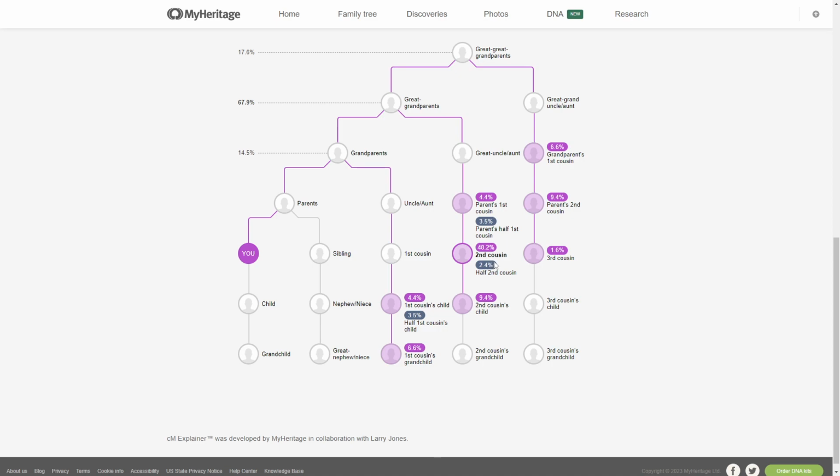Now, they've even gone a step further, and I want to talk about this presentation. They've really, really taken time to make this the best tool and to make it easy for everybody. That's why it's the CM Explainer. It explains it in a way that even an elementary school person, a brand new person to genealogy, can understand.